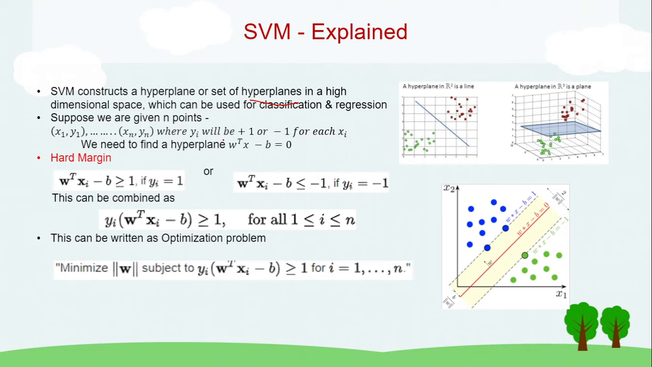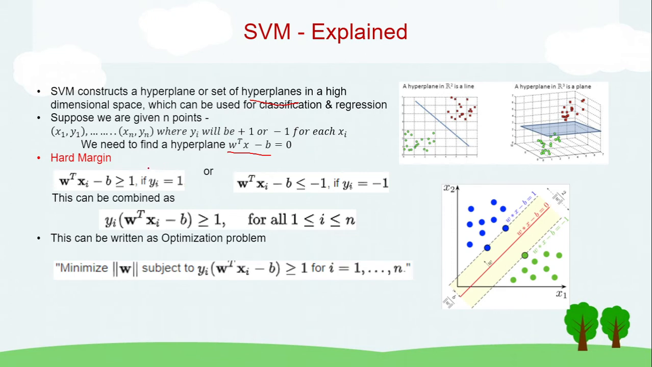So what is our job? Our job is to find out the hyperplane. So in this picture you can see here, we have to find out the equation of this line represented by Wt, something is missing, into x minus b equal to 0.